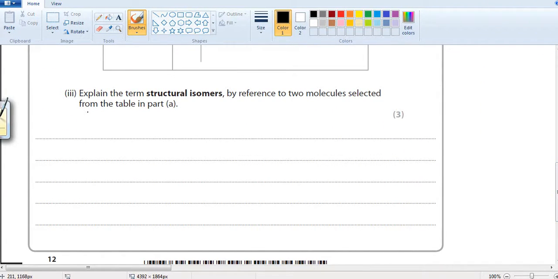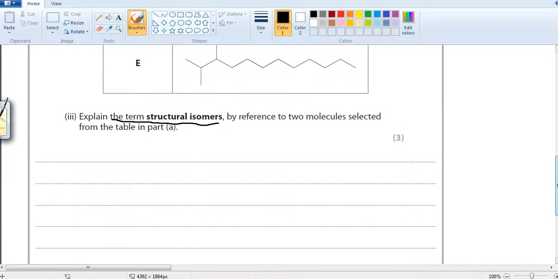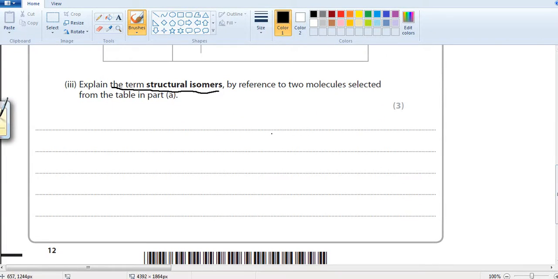So the question asked: explain the term structural isomers by reference to two molecules selected from the table in part A. So they asked us to explain the term structural isomers, and they also asked us to find the two molecules that are isomers. So first of all, let us find the structural isomers.